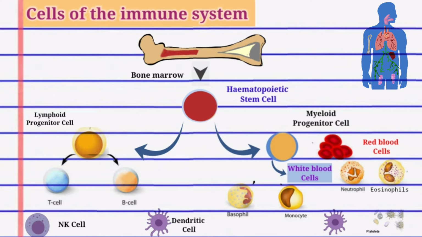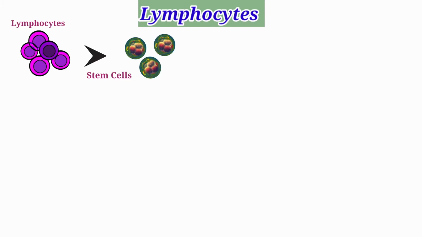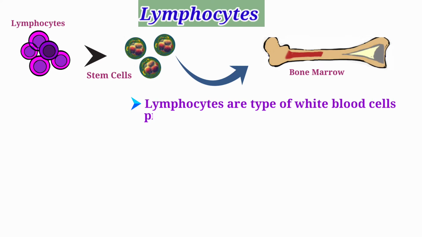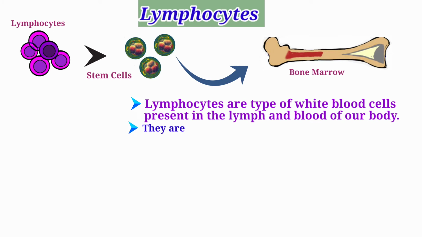Now we will discuss the cells of the immune system in detail. Let's begin with the lymphocytes first. As already discussed, lymphocytes arise from the stem cells in the bone marrow. Lymphocytes are a type of white blood cell present in the blood and lymph of our body. They are responsible for adaptive or acquired immunity.